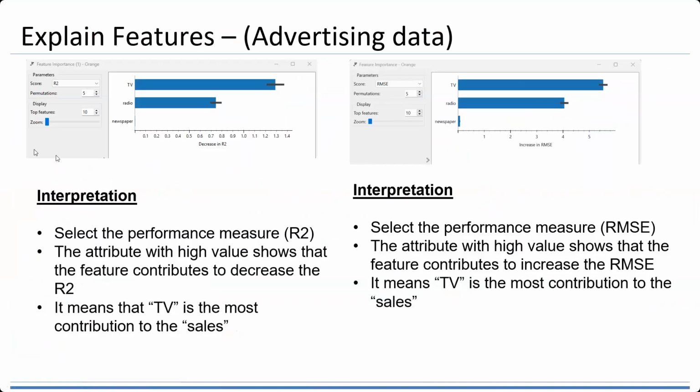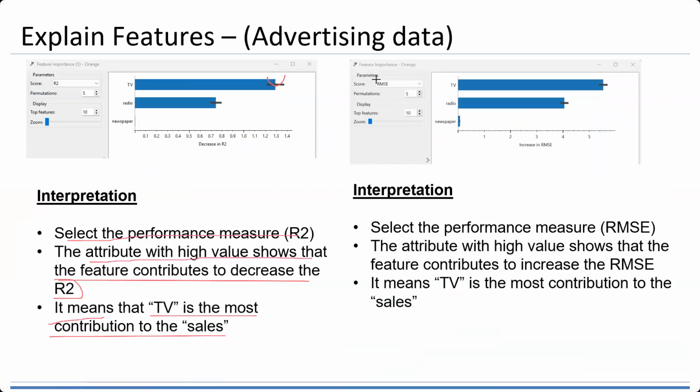So this is the interpretation. Select the performance method R square. The attribute with high value shows that the feature contributes to decrease the R square. So this is the important feature to decrease the R square. It means that TV is the most contribution to the sales.